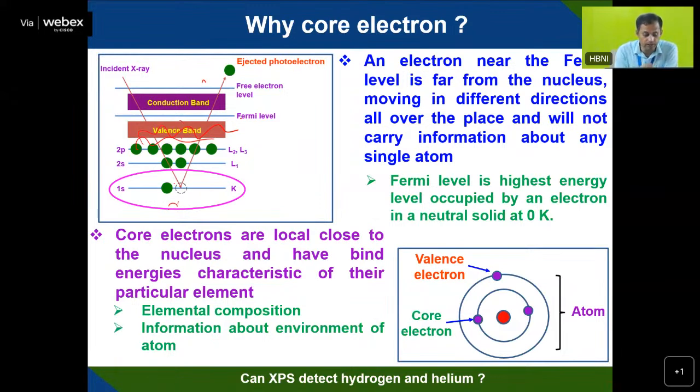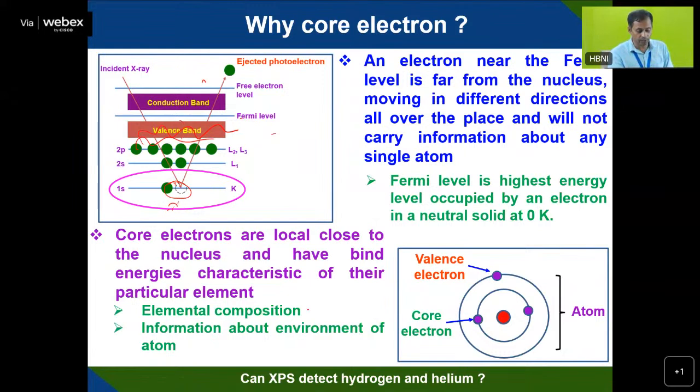The Fermi level, as you know, is the highest energy level occupied by an electron in a solid at 0 K. So that is the Fermi energy. The electron near the Fermi level is far from the nucleus, but the core electrons here are close to the nucleus. The nucleus is somewhere here, and the core electrons, being close to it, have binding energy characteristic of the particular element. Because the valence electrons, the top electrons, are loosely bound, but the inner electrons are tightly bound, being close to the nucleus. So that is characteristic of that particular element.